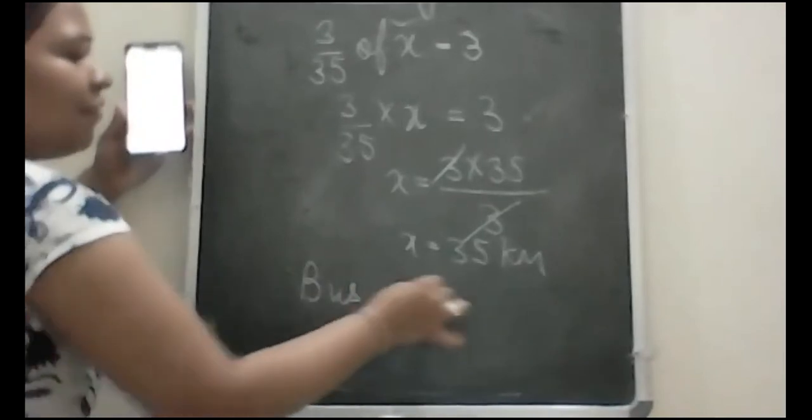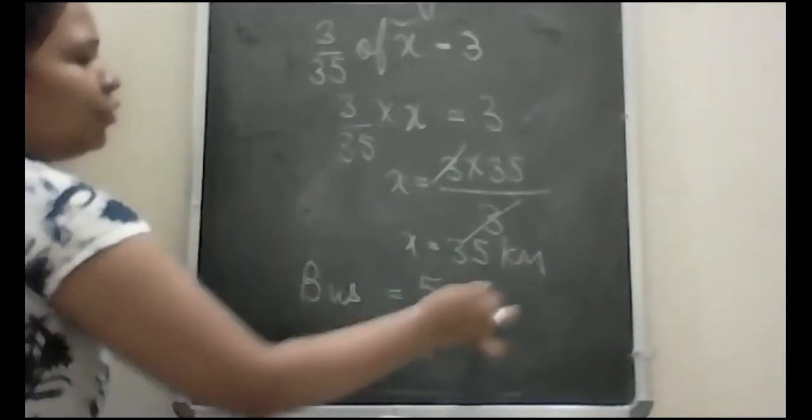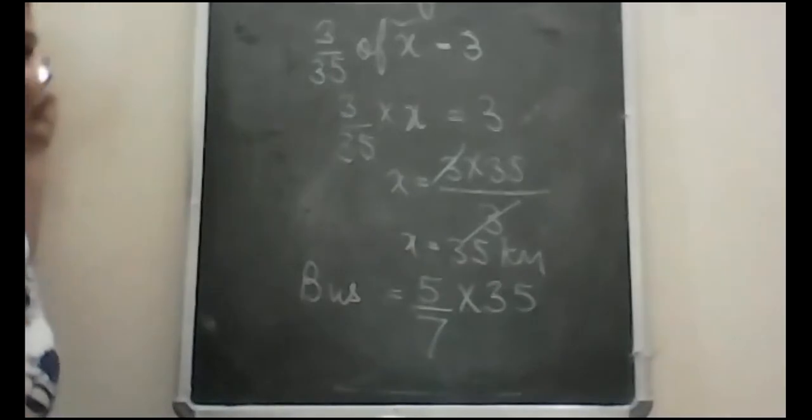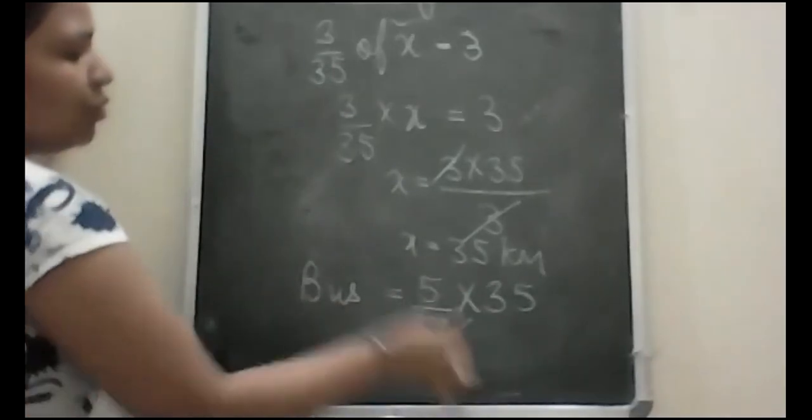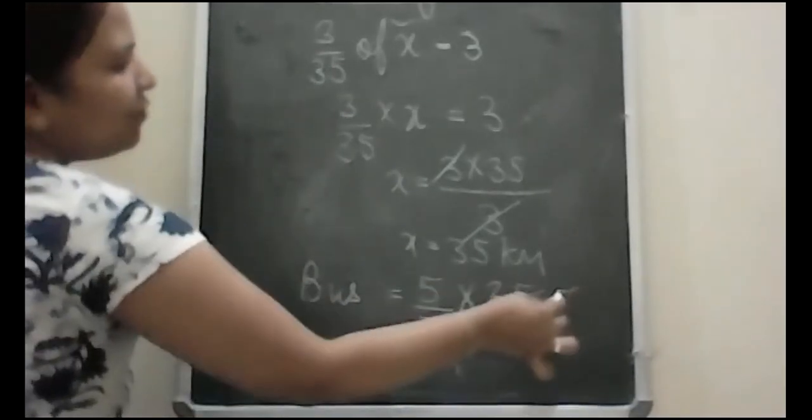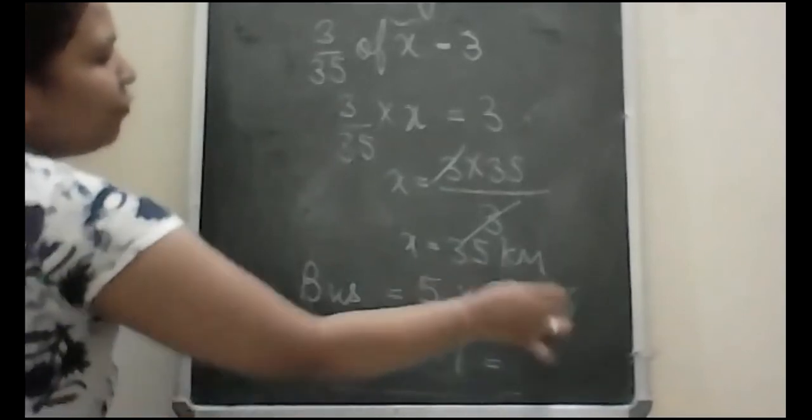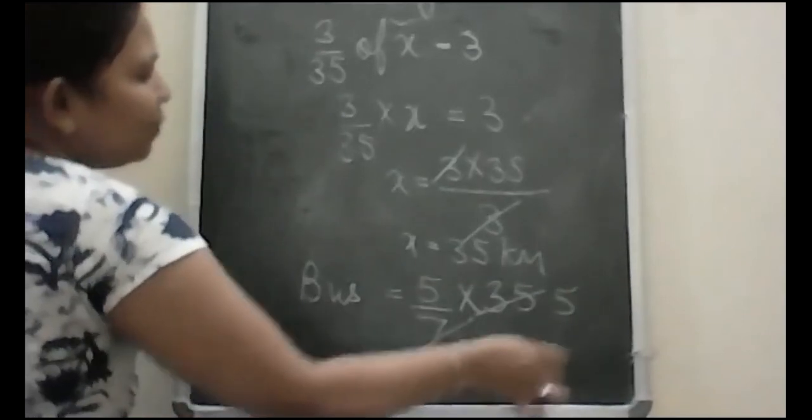तो बस के लिए कितना? 5 upon 7 into 35. ठीक है, and how will you do that? 7 ones are 7, 7 5s are 35, and this will give you 5 5s are 25 kilometer.